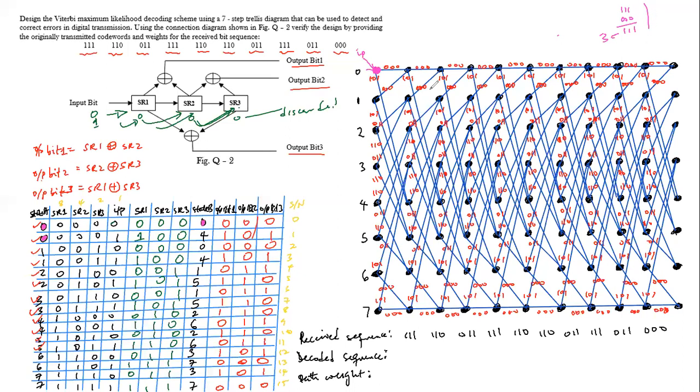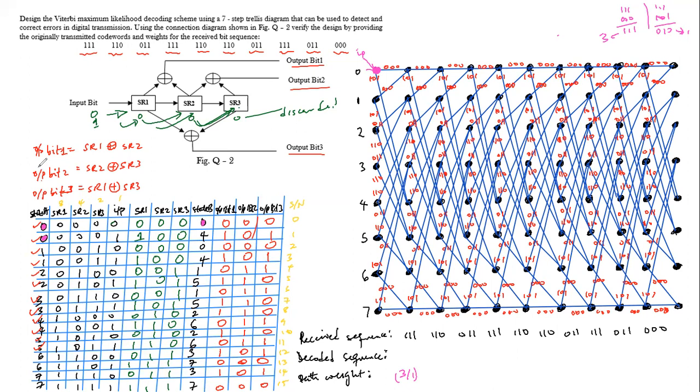Or should we go down? We have 111 as received, and the code word for this path is 101. From here, the difference is 010, so the path weight here is 1. So the path weights are 3, comma 1. Let us resolve all of the pathways. It means we have to go downward, because that's the path with the least Hamming weight.